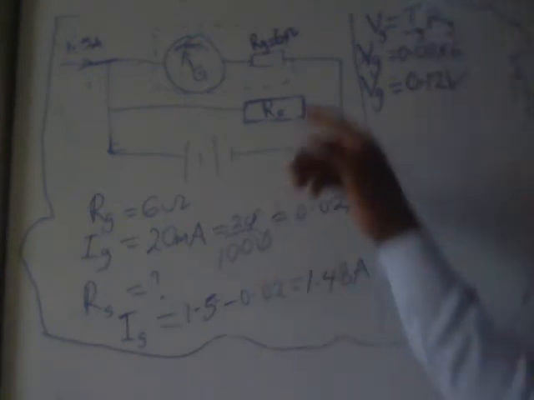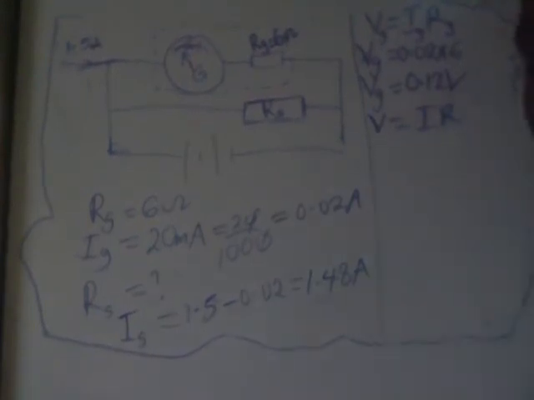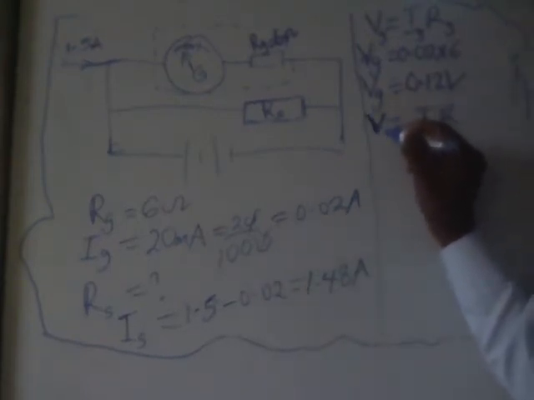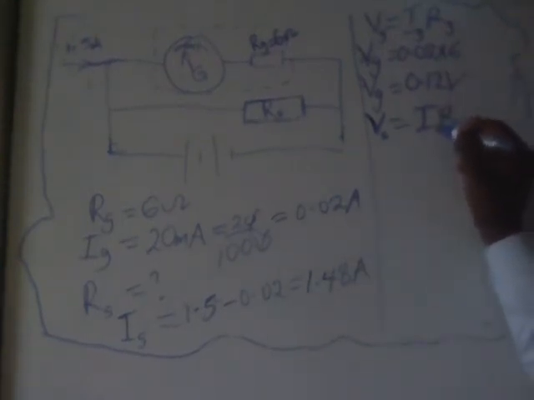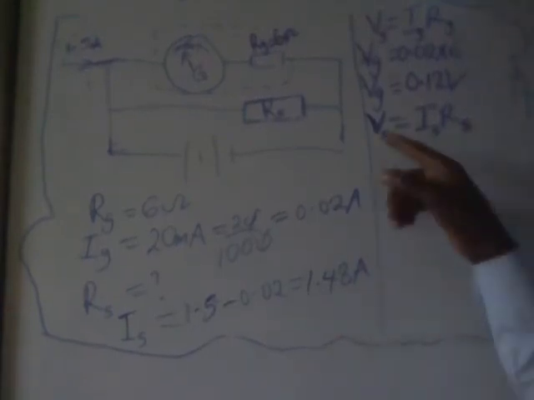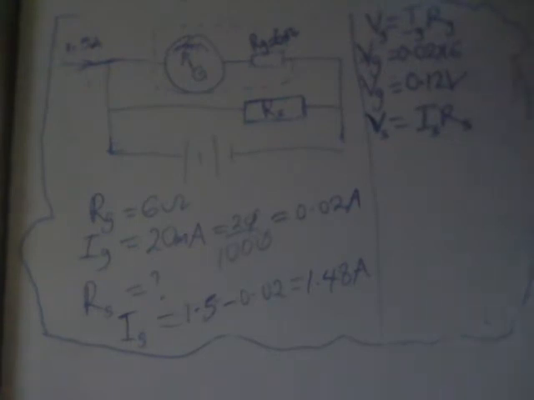Let's now calculate the voltage of the shunt, which is this low resistance. We also know that V equals IR. Let's use subscript S to represent shunt. So the voltage of the shunt is V subscript S, I subscript S is the current of the shunt, and R subscript S is the resistance of the shunt. Let's now substitute. The voltage of the shunt is the same as the voltage of the galvanometer.